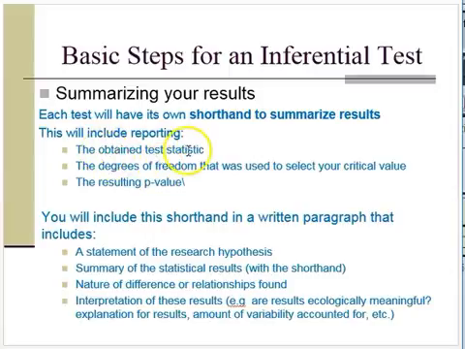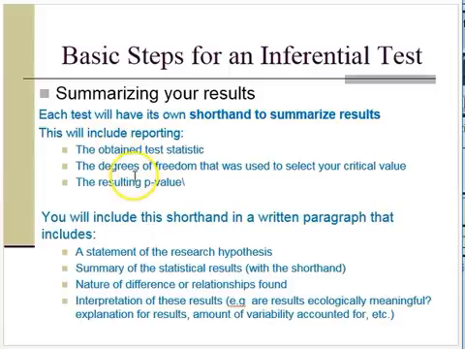You're always going to want to report the calculated obtained test statistic, right, what you calculated. You're always going to report how many degrees of freedom you had for that test, and this is what is used to identify your critical value. Okay, so you're reporting that. It gives us an idea of the power of your test, and you're also going to report the resulting p-value.